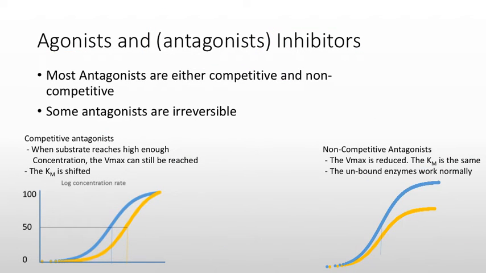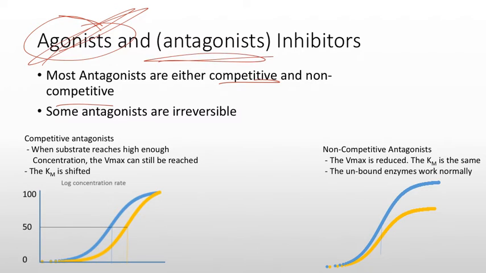Most antagonists you're going to work with are either going to be competitive or non-competitive. So you've got agonists. We just talked about those. Now we're talking about antagonists. Antagonists will either be competitive or non-competitive. There are a few other subtypes, but we're not going to get into those. They're not very high yield. There's not a lot of things that model them. But you are sure to be asked about competitive and non-competitive antagonists on the USMLE Step 1.